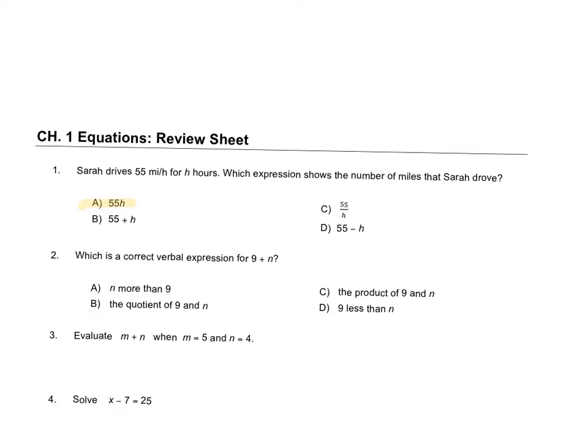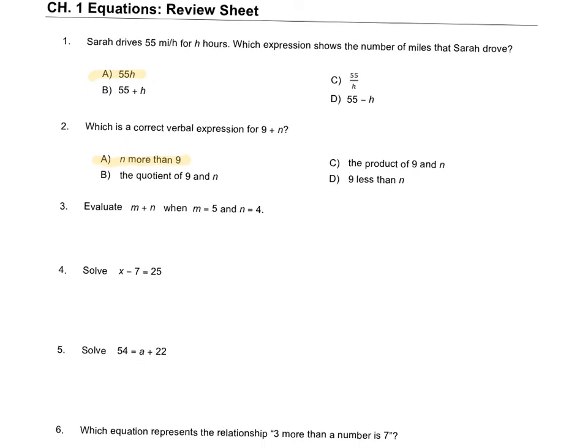Number 2 is asking you for the expression for the 9 and n being added together. So you could say n more than 9. You could say the sum of 9 and n. You could say the 9 added to n. But this is the one that is the answer for the correct multiple choice. Number 3. m plus n gives you 9.